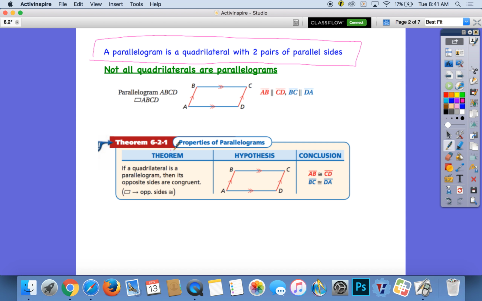So we'll go ahead and start with this theorem here. If a figure is a parallelogram, then the opposite sides are congruent. So this figure is a parallelogram. It tells me that because of the fact that the sides are parallel. Therefore, segment AB is congruent to segment CD, and segment AD and segment BC are congruent to one another.